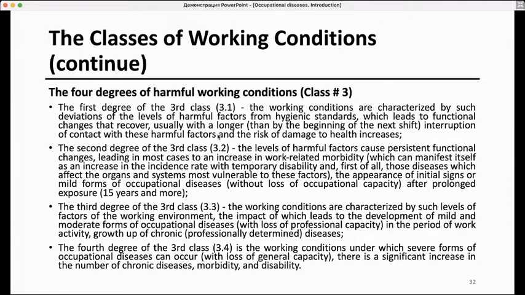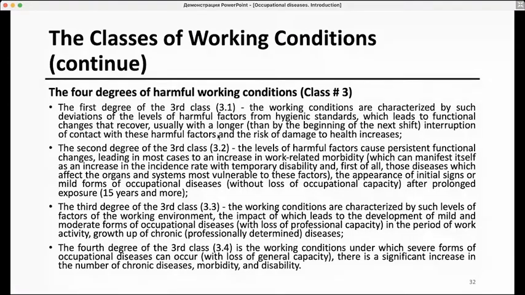The first degree of the third class is the working conditions that are characterized by such deviations of the levels of harmful factors from hygienic standards which lead to functional changes that usually recover with a longer interruption of contact with these harmful factors than the beginning of the next shift, and the risk of damage to health increases.